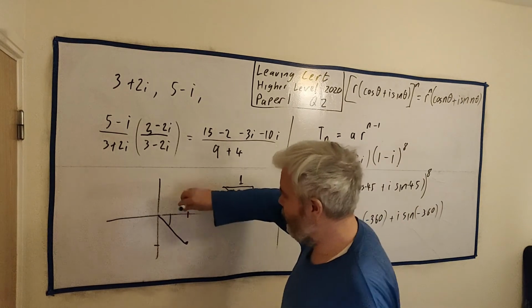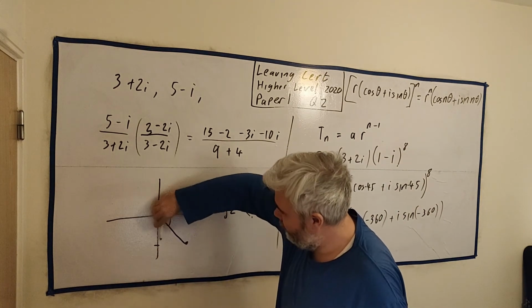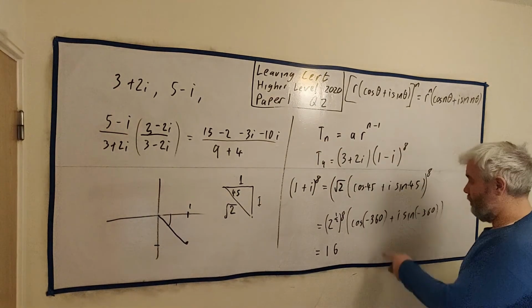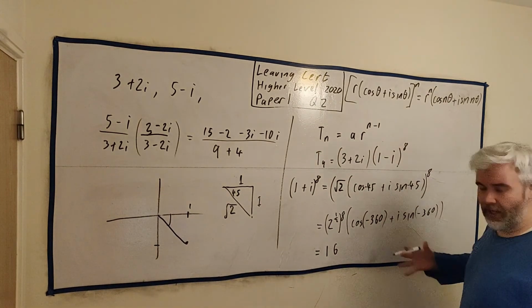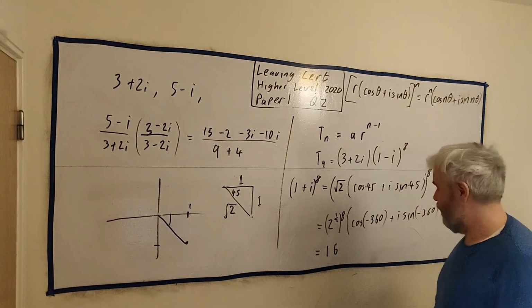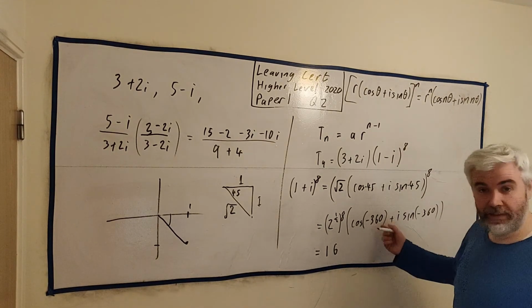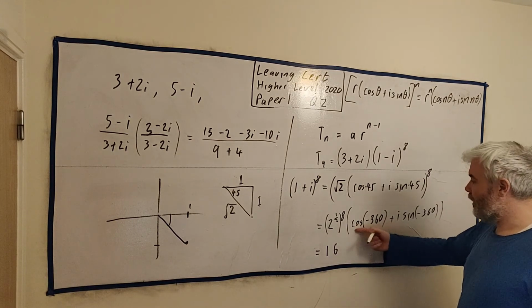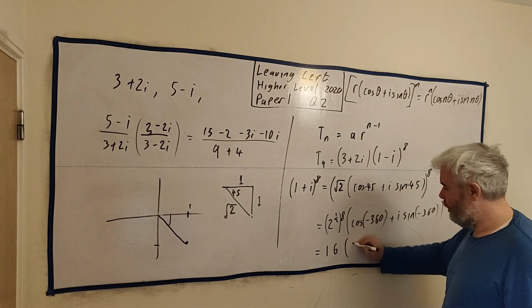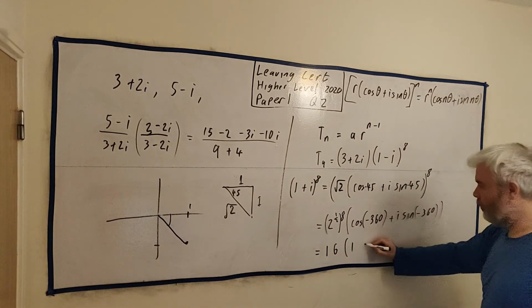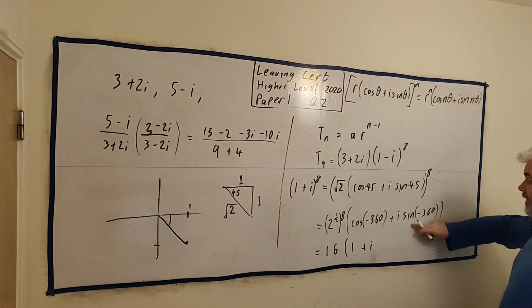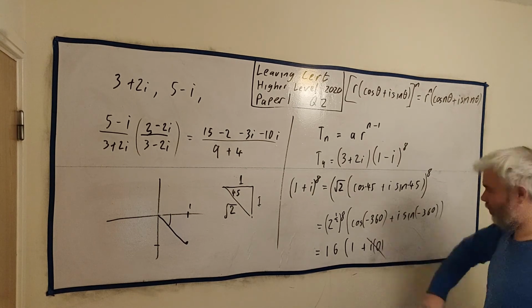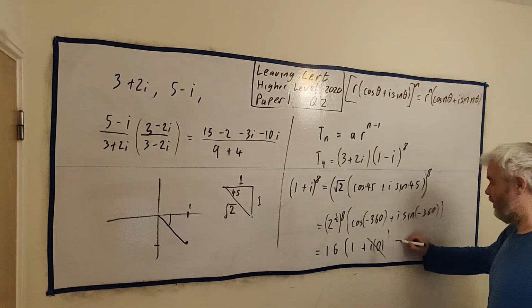Now cosine minus 360. Let's see, we go down and get all the way back to the start. It's the same as 0. Cosines and sines repeat every 360, so this is the same as plus 360, the same as 0, the same as 720. Cosine of 0 is 1. And plus i multiplied by sine 0, which is 0, so that's all gone. We're just left with 1 times 16.